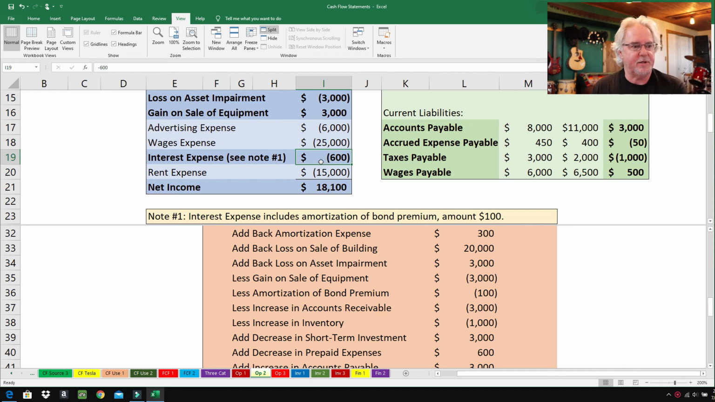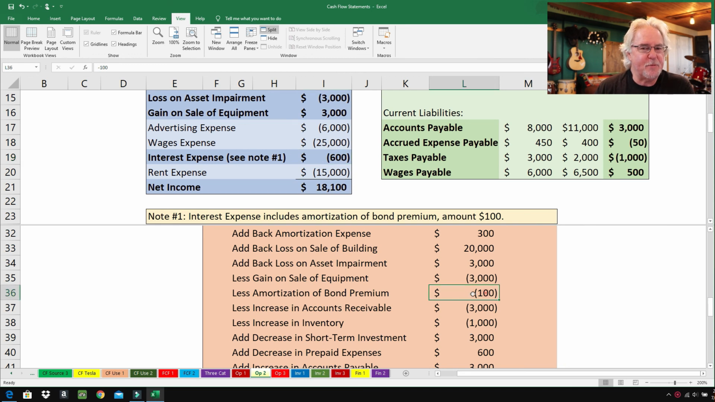I know it sounds kind of weird, and it takes a good understanding of bonds to know why it works this way. So here we go. So $100 less amortization of bond premium. What we have to do is we're essentially making this interest expense a little bit bigger. We're putting it on a cash basis.